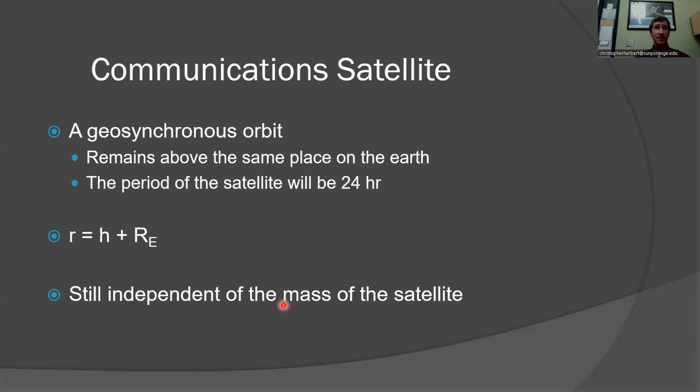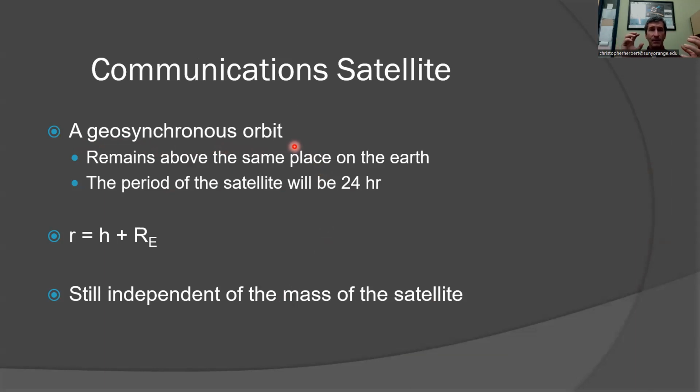Again, these constellations for internet access are usually low Earth orbit because they want the distance between the Earth and the satellites to be very small, and that makes the latency also very low. Communication satellites also can orbit in a geosynchronous orbit. We'll talk about this a lot later on.